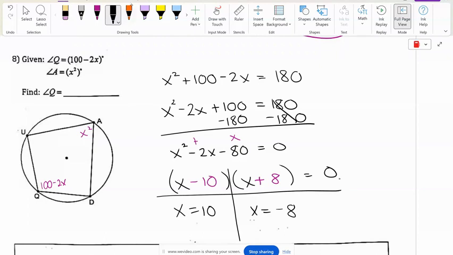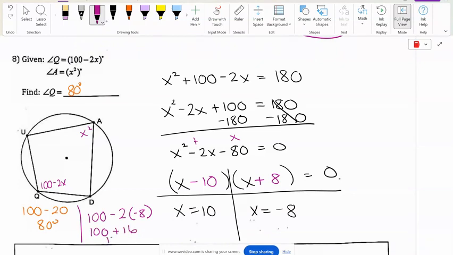So if I plug in 10 for angle Q, I get 100 minus 20, which is 80. Is that an acceptable answer? Absolutely. So one answer is 80. I still have to check the other one. The other answer is going to be 100 minus 2 times a negative 8. Well, what's a negative 2 times a negative 8? Isn't that a positive 16? So this is a positive 116. That is also an acceptable answer. So our answers are either 80 or 116, but we need both answers written down.